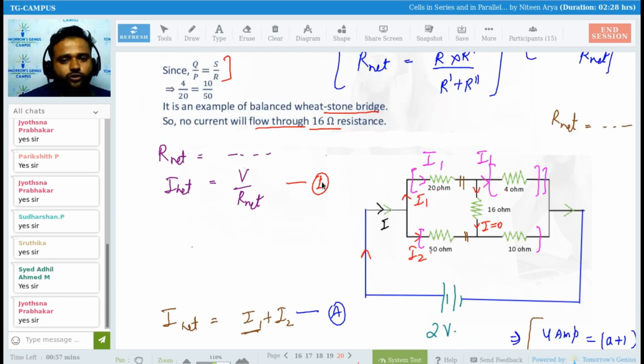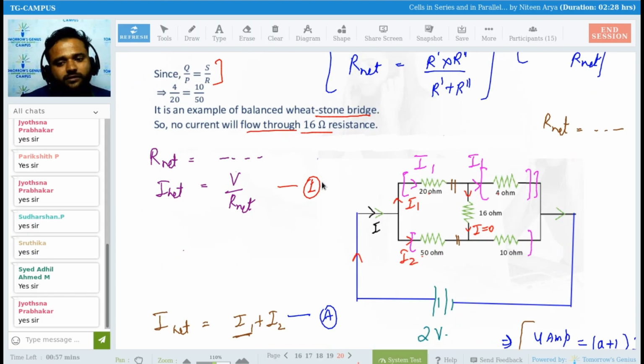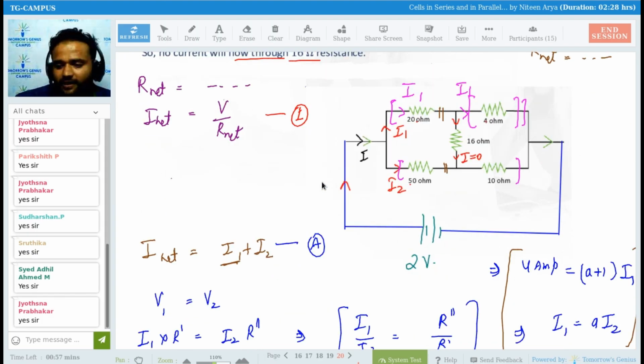Is this clear, everyone, or do I need to repeat this? Tell me, everyone. Should I repeat this, or is it clear? Do I need to repeat, Kritika?